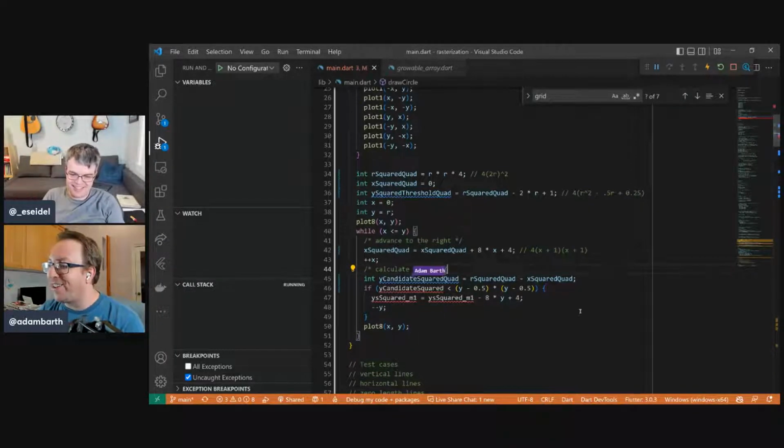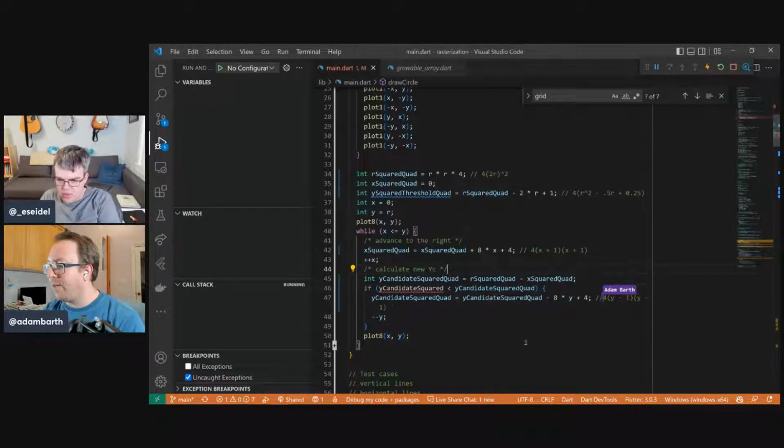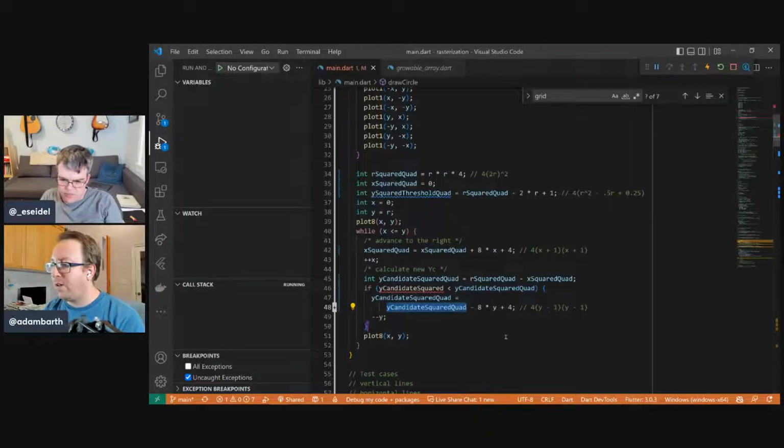Yes. Okay, so now let's look at this. So this makes sense, right? The candidate squared in quad land is the r squared in quad land minus x squared in quad land. Yep. Makes sense. And then what was the right? Oh, I deleted the this. Okay. And this is going to be, again, just 4 times y plus 1, or y minus 1, I guess, times y minus 1. Okay. Y squared candidate squared.